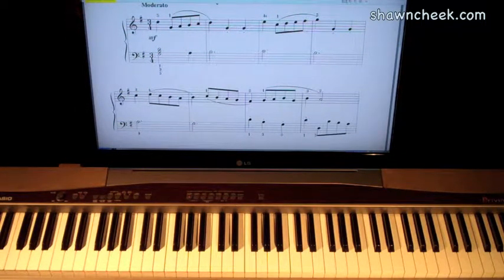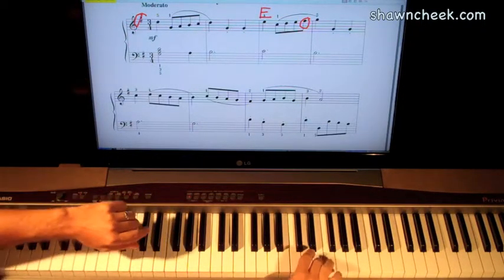So starting here, we have what note here on the right hand? We start with an E. But watch out for this note right here, because it's an F. What we're going to do to the F, we're going to sharp it because the key signature here tells us all Fs are sharp. So we're going to sharp it because of the key signature. All right, so we start on an E.